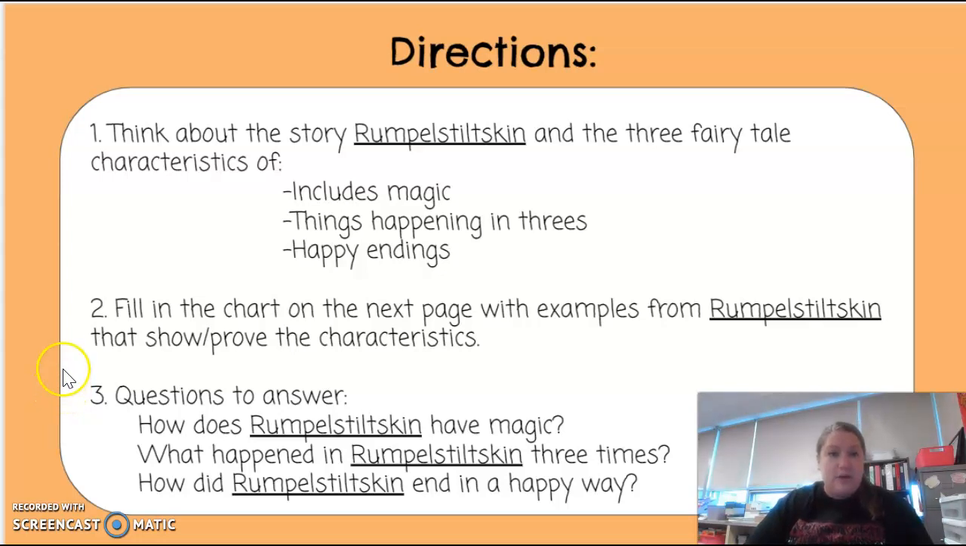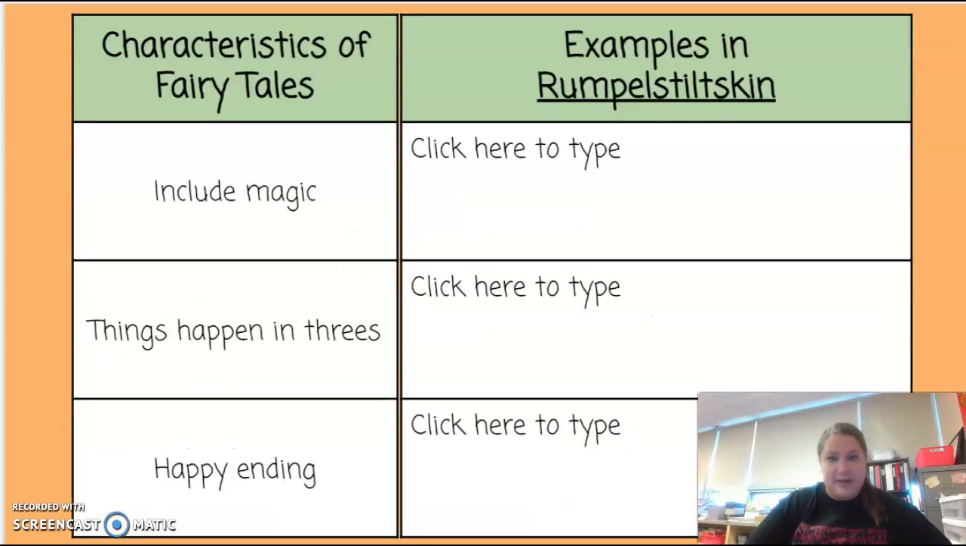So, in the first box, you will be answering, how does Rumpelstiltskin have magic in it? The second one, you will answer, what happened in Rumpelstiltskin 3 times, or things that occurred in threes. The last question you'll answer is, how did Rumpelstiltskin end in a happy way? I'm going to click to the next box. This is where you will type your examples of each characteristic.